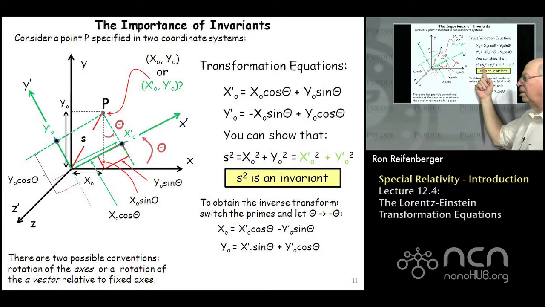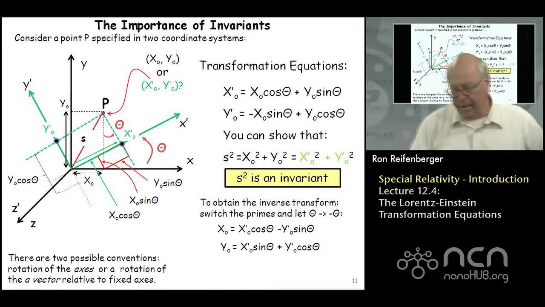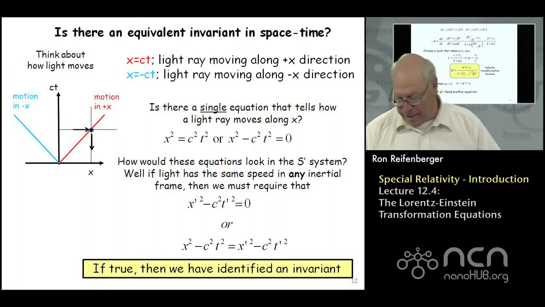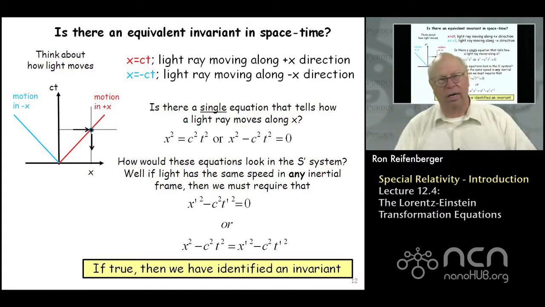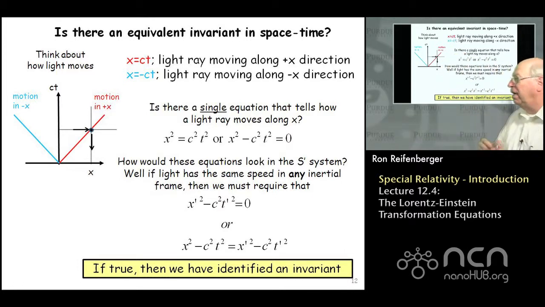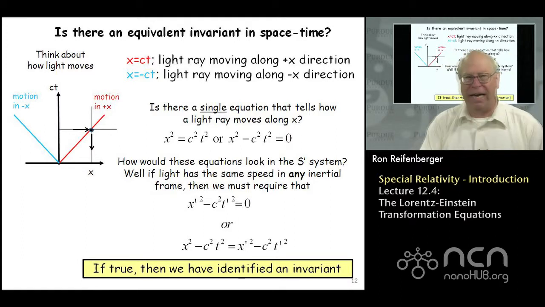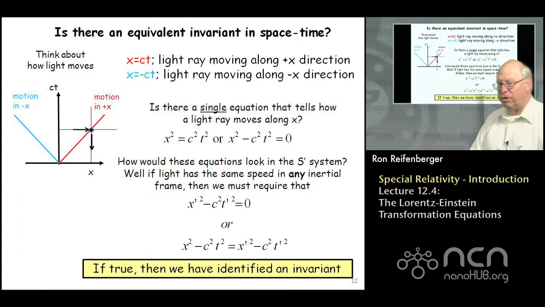And that just simply means that X0 squared plus Y0 squared, those are the coordinates in the unprimed coordinate system, have to be equal to X0 prime squared plus Y0 prime squared, which are the coordinates in the primed coordinate system. And if you use this transformation, you can show this equation is true. And that just simply means that the distance squared is an invariant for this particular type of transformation. So we want to take that insight and apply it to our discussion about how light moves in space. And we want to ask, is there an equivalent invariant in space-time? And the answer is there is.